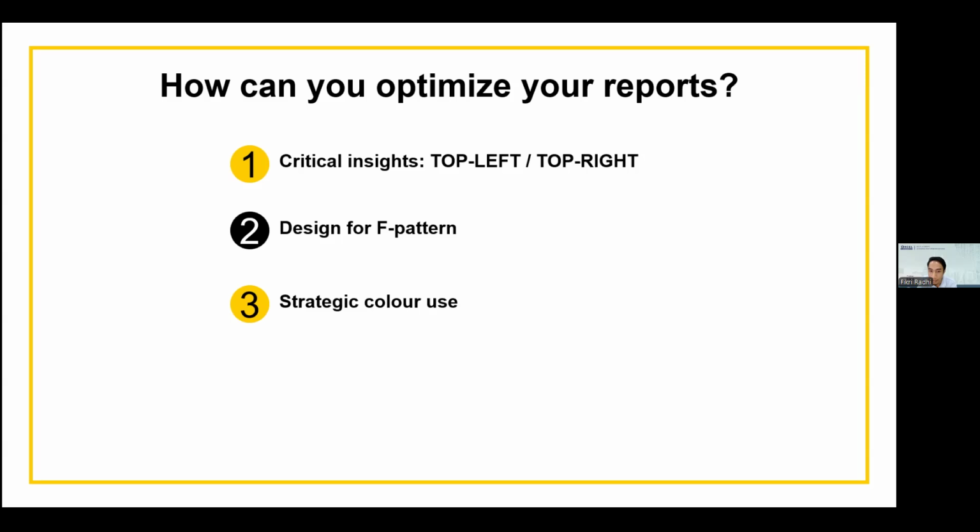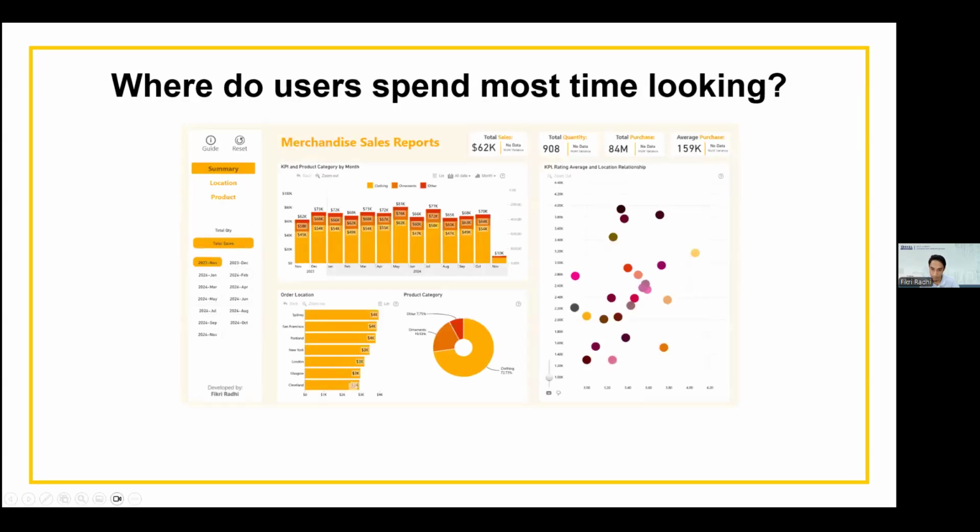And third is strategic color use. All right. Even if we create a very useful or informative dashboard or report, if we use colors that cannot be read, it is useless. All right. So make sure the font color and all the chart colors contrast with the background so that it is easy to read. Right? So if you look at this dashboard, right?